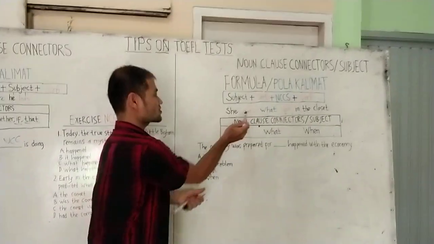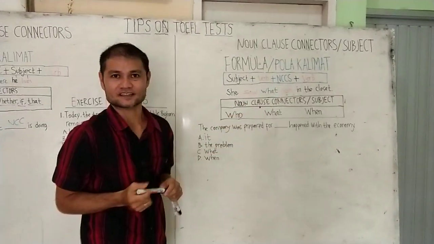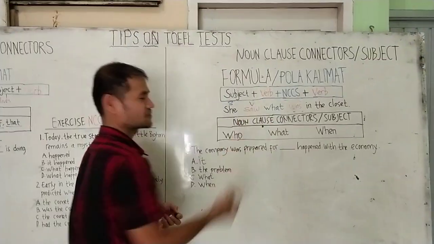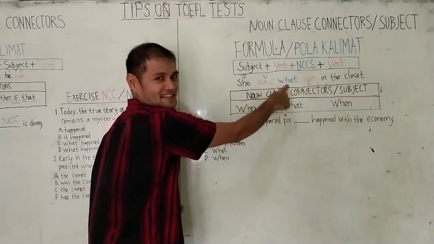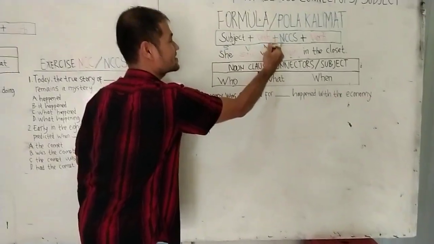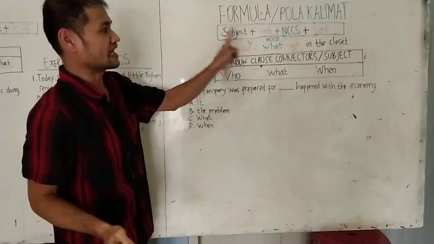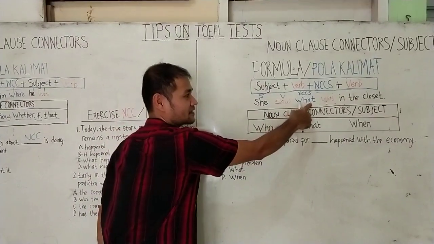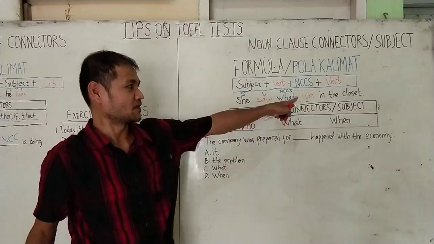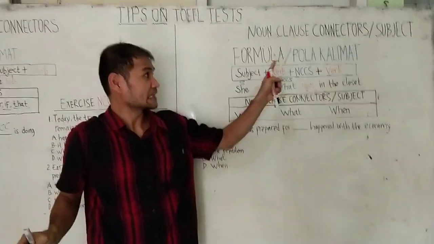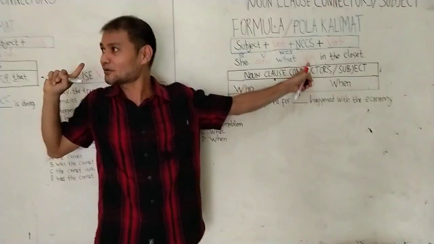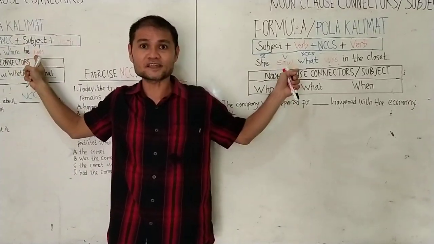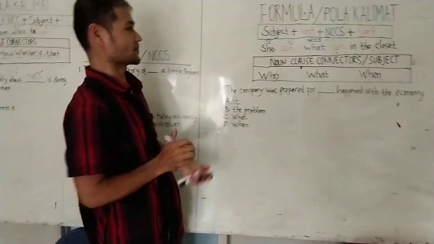She saw what was in the closet. See, subject. Saw, verb. Okay, what is it? It is NCCS, noun clause connector as subject. After that, verb. That's the difference between noun clause connector as subject and noun clause connector as noun. You see the difference? Easy, right? It is very easy.